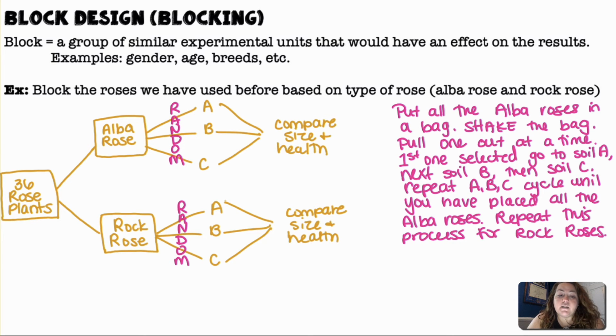All right, again, we want to say how we did that random assignment. So put all the Alba roses in a bag. Shake the bag. Pull out one at a time. The first one selected goes to soil A, the next soil B, then soil C. Repeat the ABC cycle until I have placed all the Alba roses. Repeat this process for the rock roses. And if you don't like the idea of drawing out the diagram, you can explain this whole process in paragraph form as well.